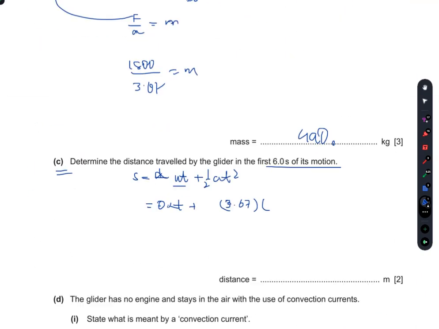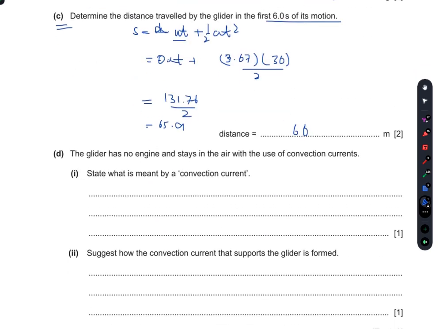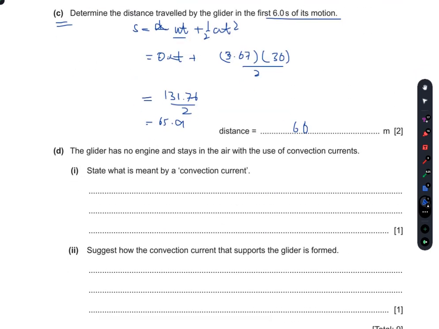The time is 6 seconds, and 6 squared is equal to 36, and I divide this by 2. So I multiply 36 by 3.67, that is 131.76, and I divide the answer by 2, so I will get 65.9, which is approximately equal to 66 meters. So that's your answer.